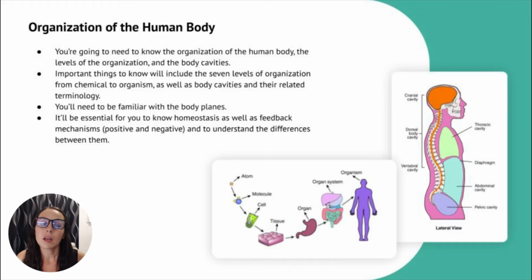Next is body regions. The body is divided into 4 main regions, and you're going to want to know each of the 4 and what it is. So there's the upper limb, lower limb, central region, and the head region. Understanding these regions helps us locate and discuss specific areas of the body.